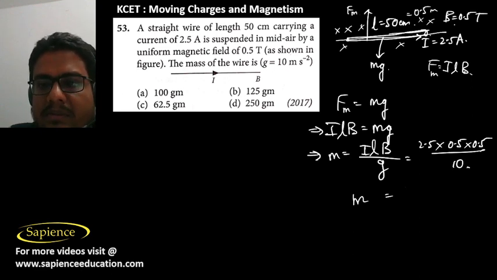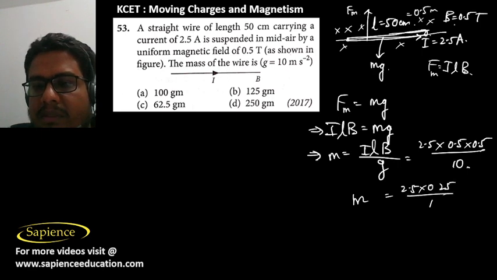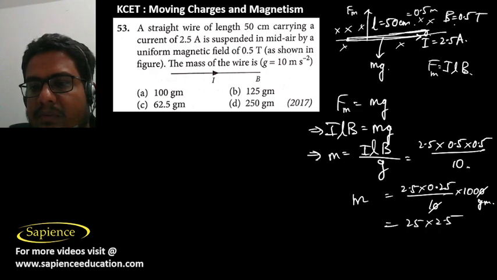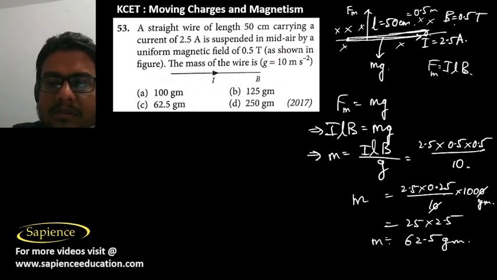So the mass is 2.5 into 0.25, that is 25 by 10 into 1000 gram. So 10 will cancel. So 0.25 into 100 is 25, and 25 into 2.5 is equal to 62.5 gram. Mass of the wire is 62.5 gram. So option C is the correct answer.